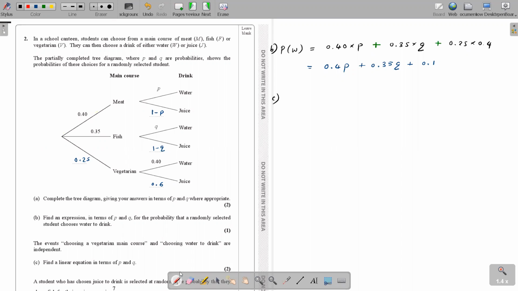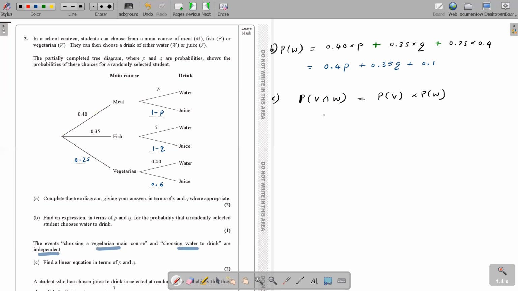So now, what are the two independent events? They say choosing a vegetarian main course and water to drink. So let's say vegetarian is V and water is W. These two events, vegetarian and water, are independent. So probability of V intersection W equals probability of V times probability of W. Are you guys okay with that?